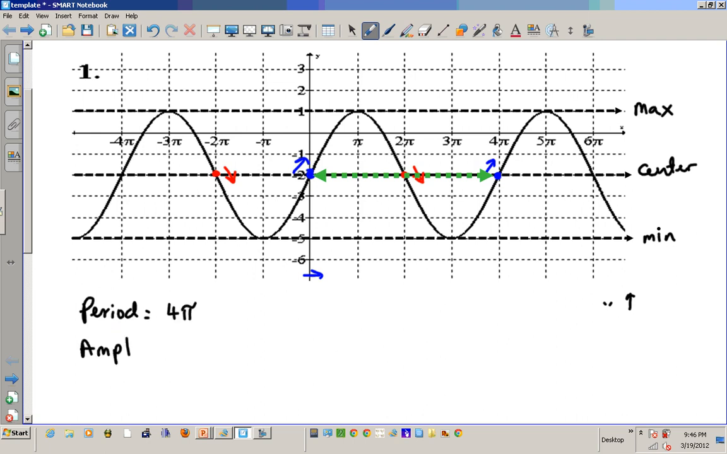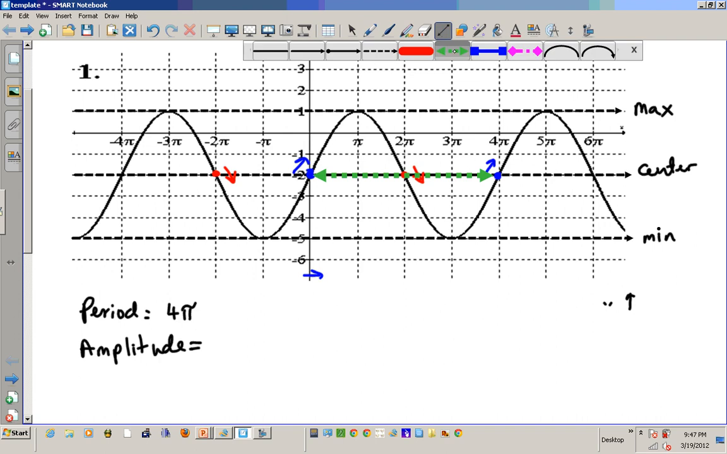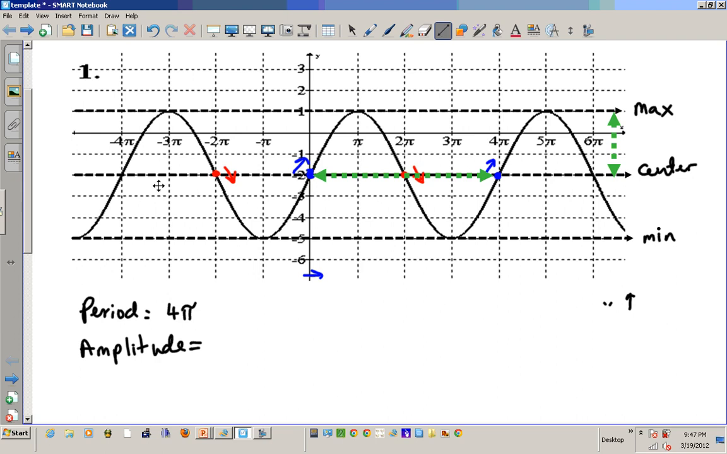Alright, now amplitude. For amplitude, you can either find the distance from the center to the max or the center to the min. So if I went from center to the max, from here to here, how many units is it? That will tell me what the amplitude is. Every tick mark is a 1. So if I go 1, 2, 3, that's 3 units, so my amplitude is 3. But if I wanted to go center to min, 1, 2, 3, that's your amplitude. So there goes your period, and there goes your amplitude.